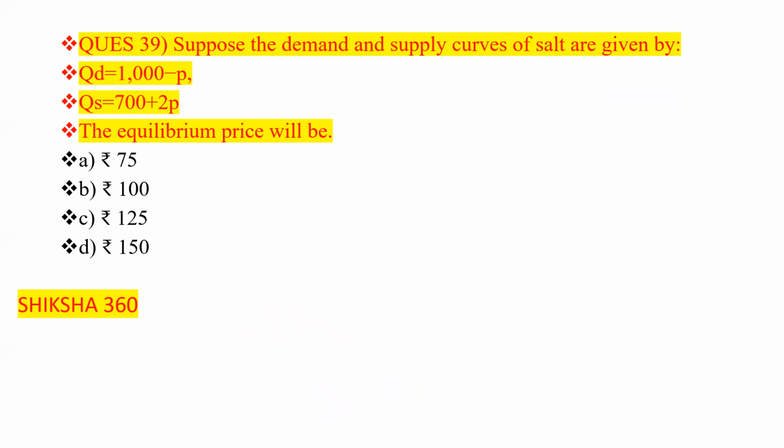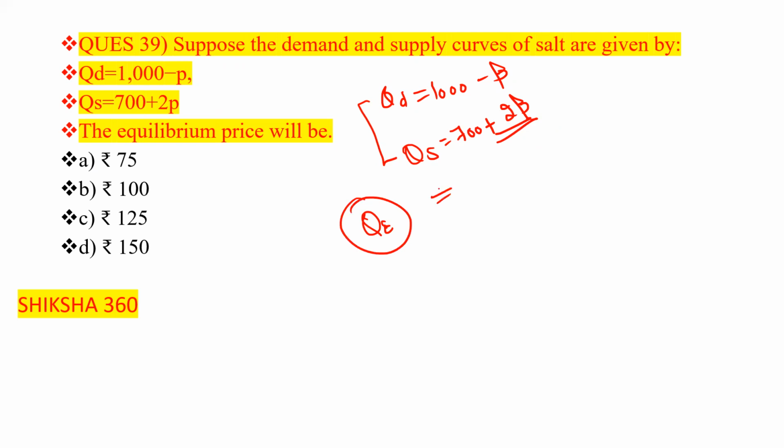Suppose the demand and supply curves of salt are given here. Quantity demanded is equal to 1000 minus P. Quantity supplied is equal to 700 plus 2P. So what will be the equilibrium price? Sorry, QE. Equilibrium will happen when the quantity demanded is equal to the quantity supplied. We have to find the equilibrium price.